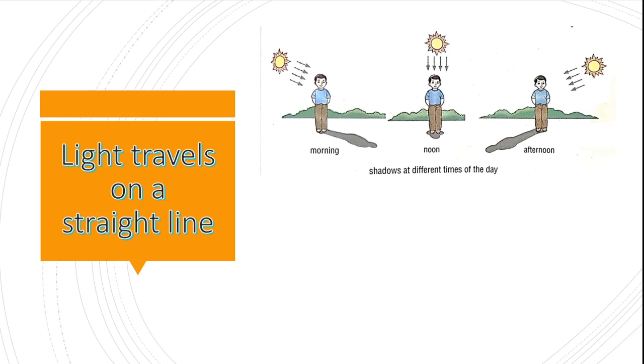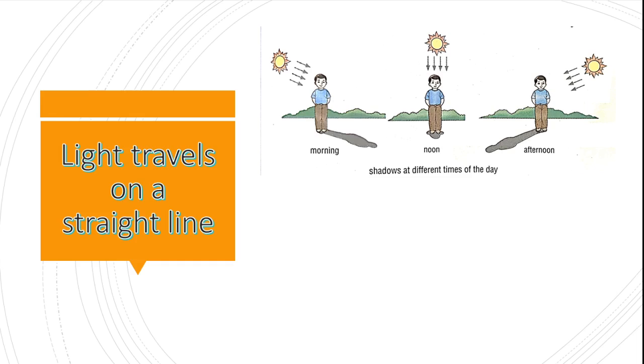Have you tried staying under the sun with your back turned away from it? What do you see on the ground in front of you? When your body blocks the path of light, you see a shadow. The light does not go through you, so a dark outline of your body is formed. Light travels in a straight line.